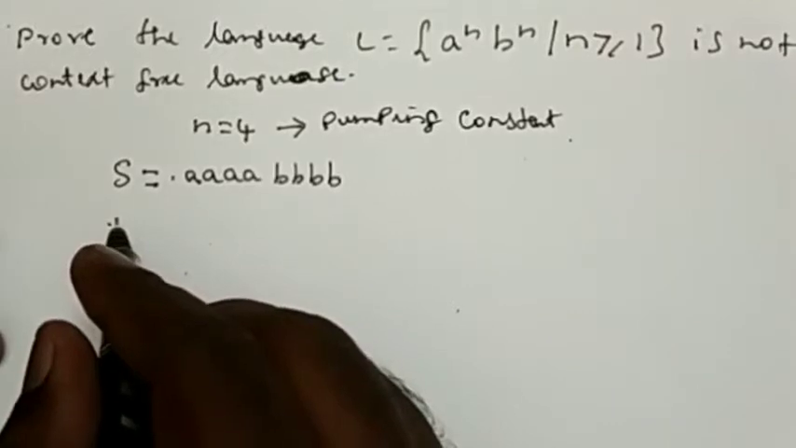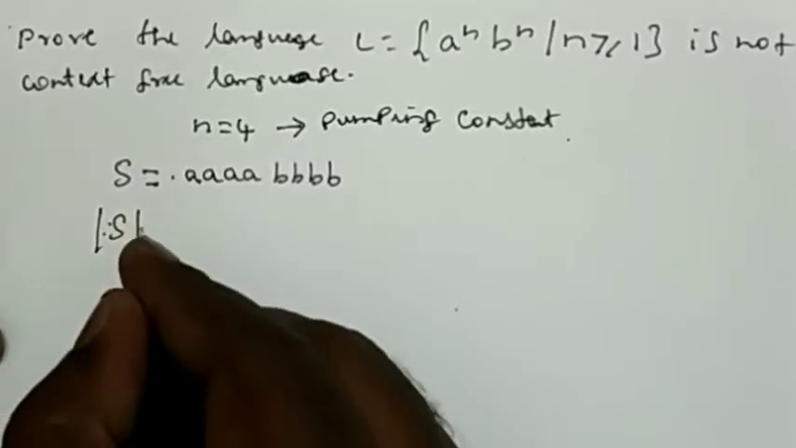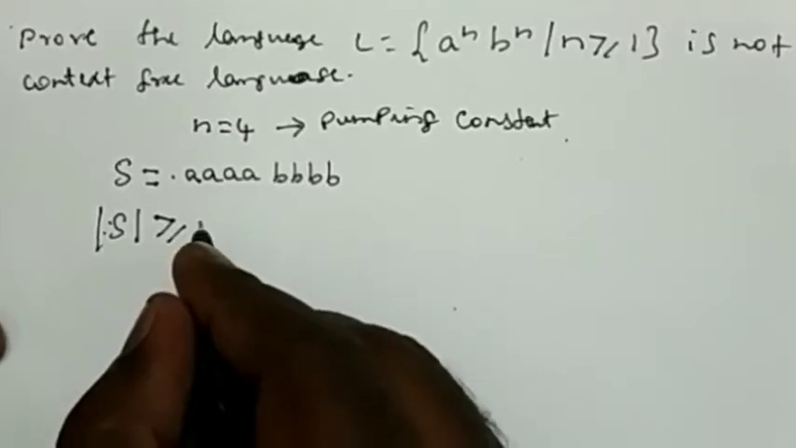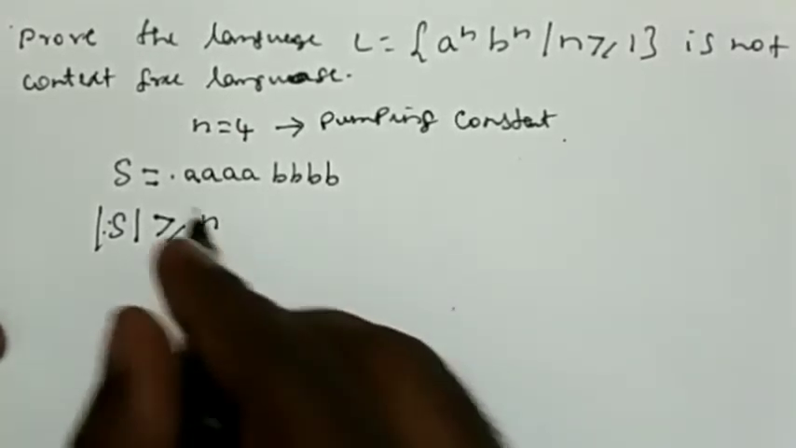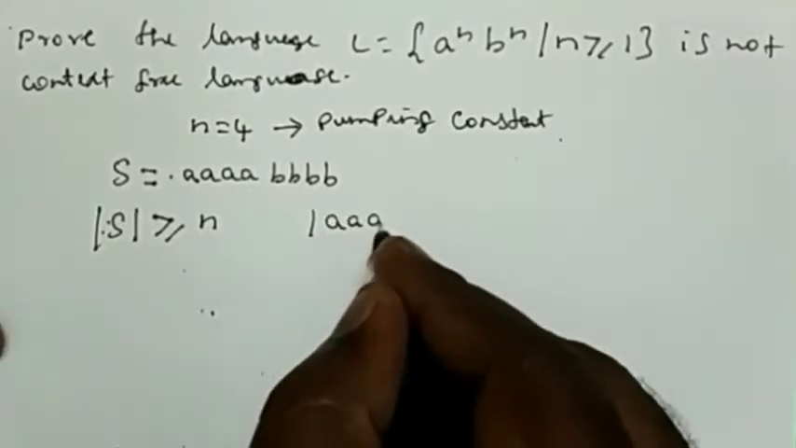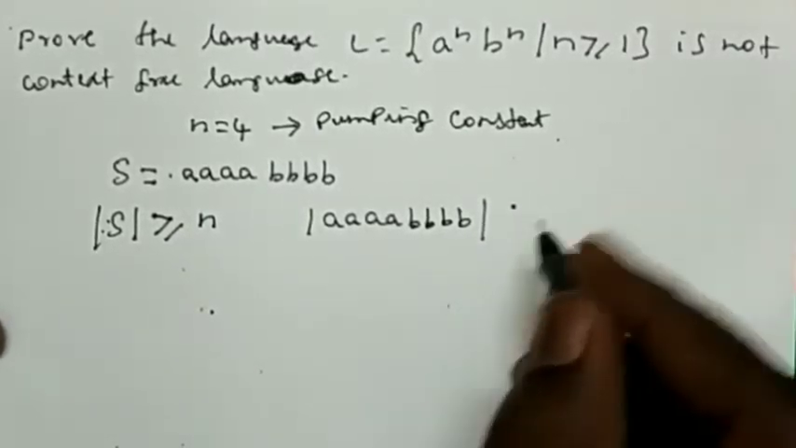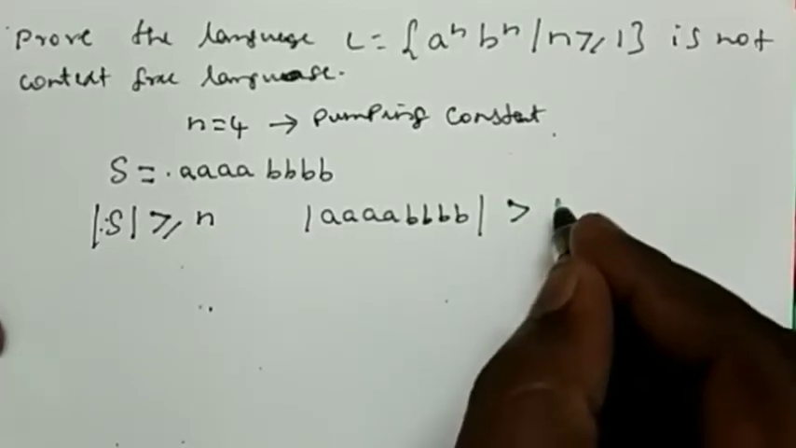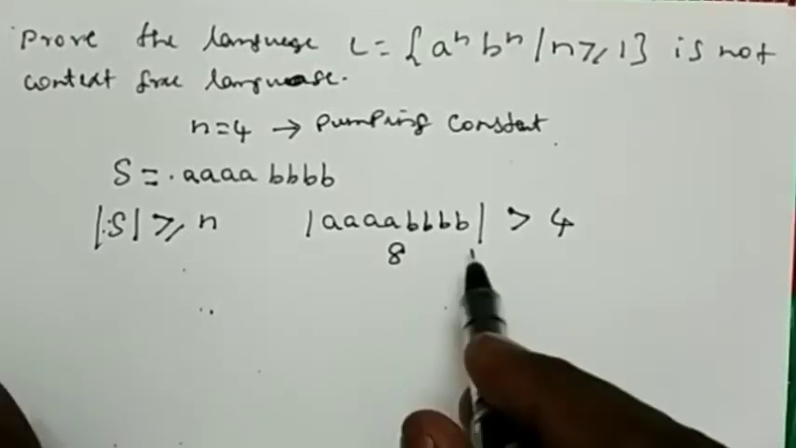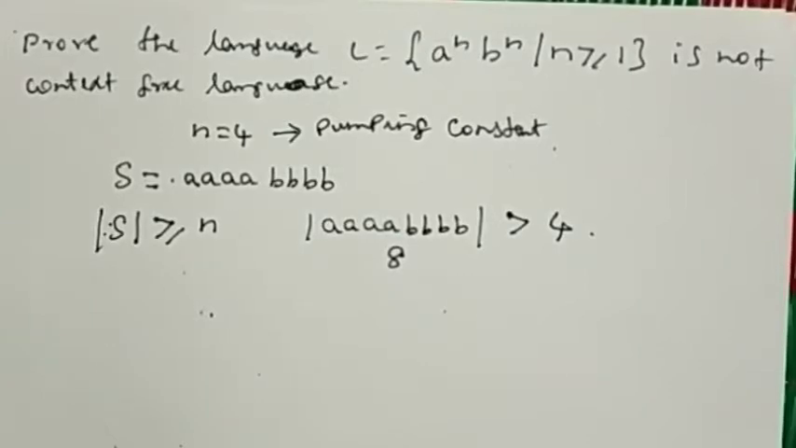So the rule is the length of s should be greater than or equal to the pumping constant n. Now what is the length of s? The length of s is the number of a's and b's, which should be greater than 4. So the length of 4 a's and 4 b's is 8. 8 is greater than 4, so the constant is correct. Now whatever value you have taken is correct.